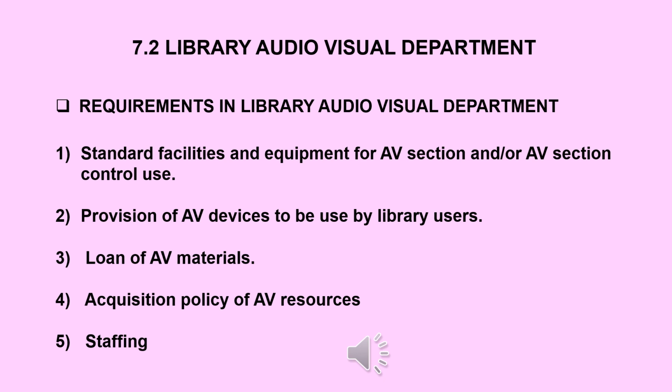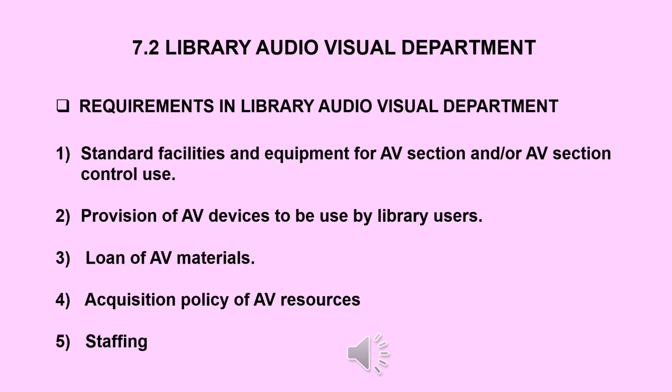The AV department needs to determine the facilities that should be provided and how it is controlled for users of the service, for example, media room, TV corner, individual audio room, etc. They also need to decide on the provision of AV devices to be used by library users, and how the AV devices should be used, for instance, whether it should be staff assistance or self-service.